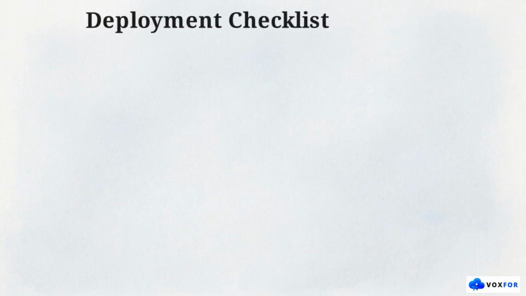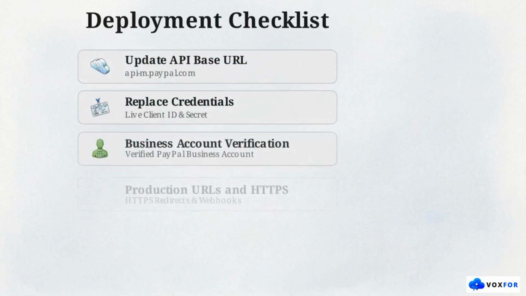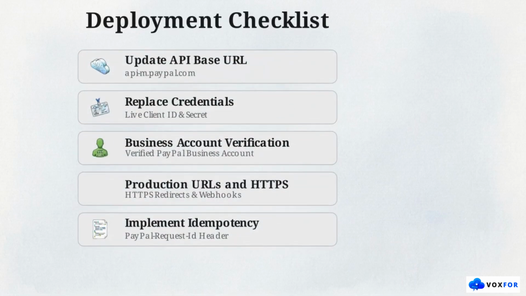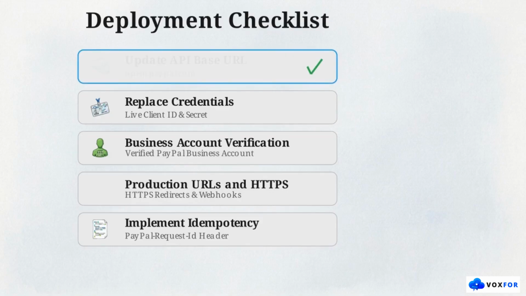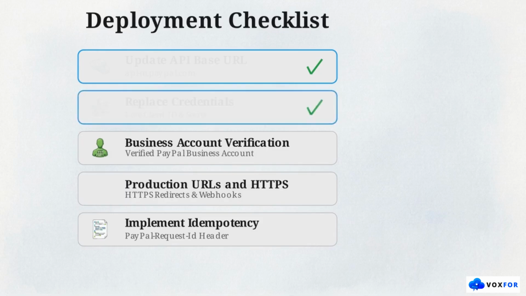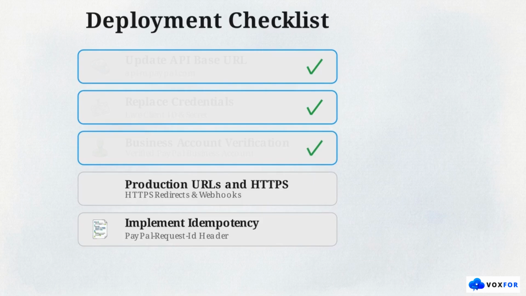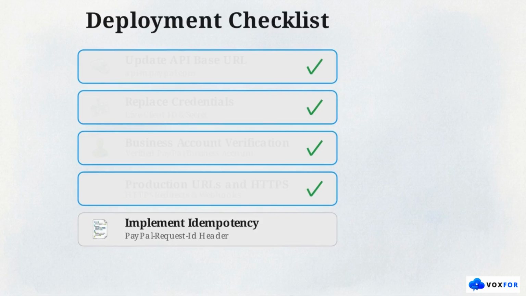This 5-step deployment checklist outlines the technical changes required to move your integration into a production environment. Step 1. Change the API base URL to the live api-m.paypal.com host. Step 2. Replace your Sandbox credentials with your live client ID and secret in your environment variables. Step 3. Ensure your production PayPal account is a business account. Step 4. Update all return, cancel, and Webhook listener URLs to your live HTTPS production domains.